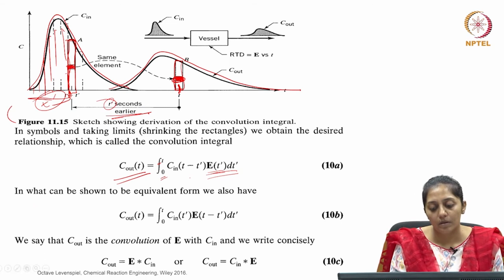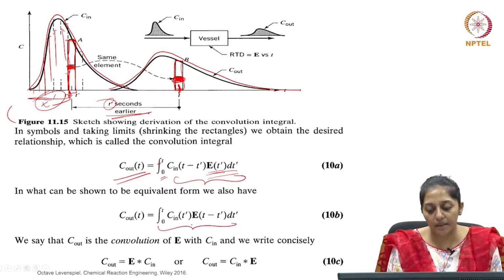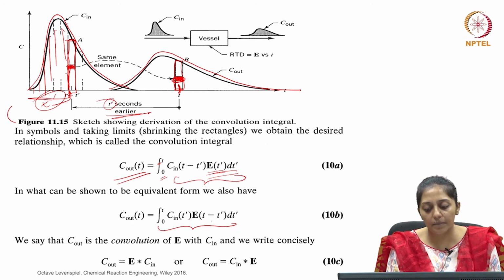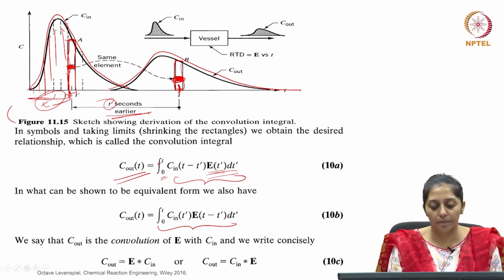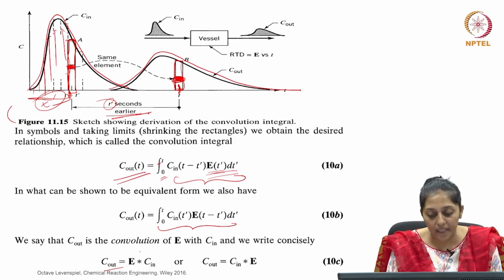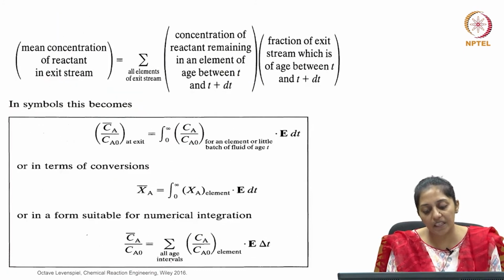Now, with the law of convolution, this integral can be rewritten in the form of integral 0 to t C in t prime E t minus t prime dt prime. So your C out becomes nothing but the exit age distribution convolved with C in.